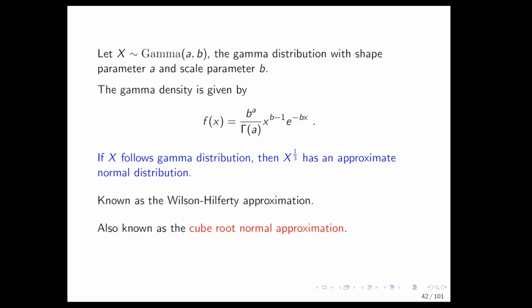So here is the gamma density. A is the shape parameter and B is the scale parameter. I don't know if you have seen this. There's a nice normal approximation for the gamma. If X is gamma, the cube root, X to the power 1/3, is approximately normal. It is called the cube root normal approximation. This goes back to, I think, the 1930s, from a paper due to Wilson and Hilferty. It is also called the Wilson-Hilferty approximation.